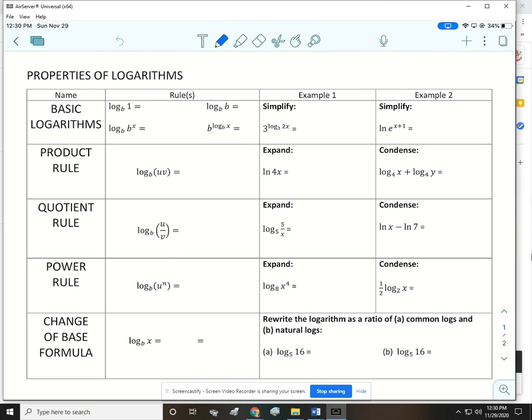All right, we're going to start talking about properties of logarithms, and this is lesson 3.3 in the book.